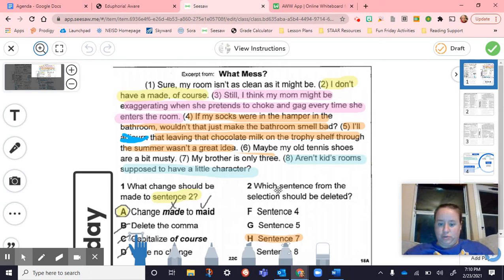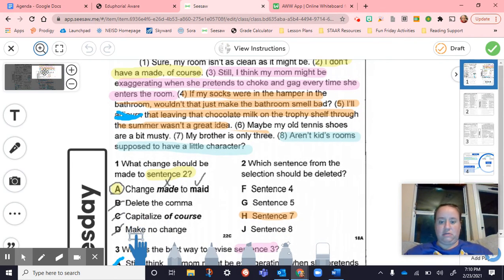And then number two, it says which sentence from the selection should be deleted. So we had four different options. We found sentence four, sentence five, sentence seven, and sentence eight. We read those, and whenever you're deleting a sentence, you do.